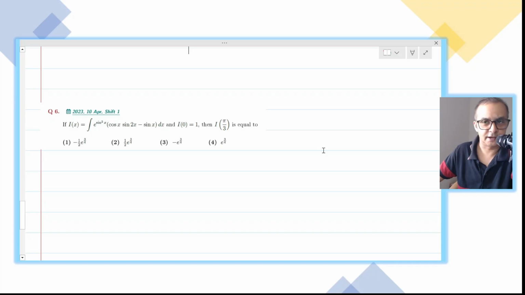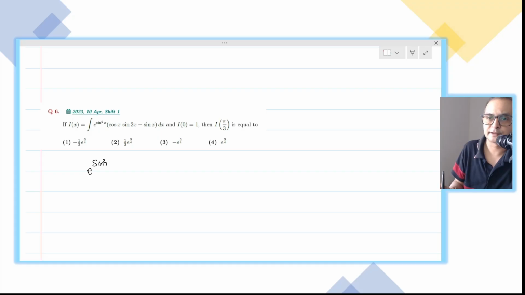It was asked in 2023. Let's do it, how we can proceed. So you see that again I have e to the power sine square x, and I have cos x sine 2x minus sine x dx. And the approach is again simple.